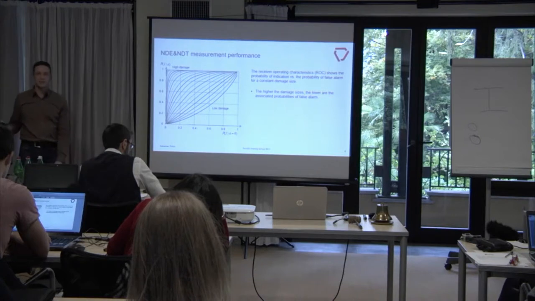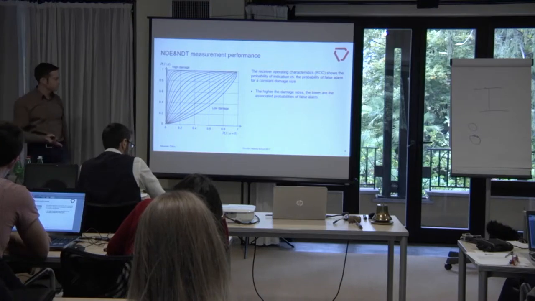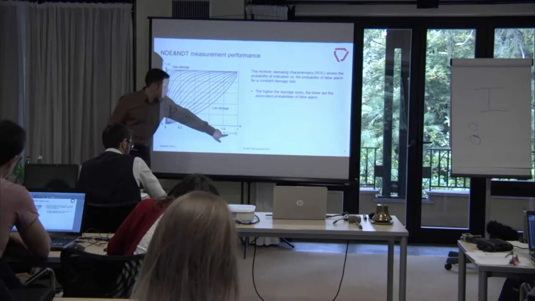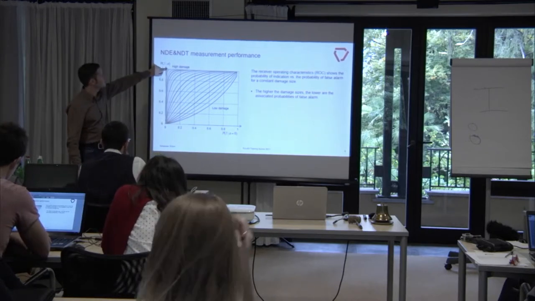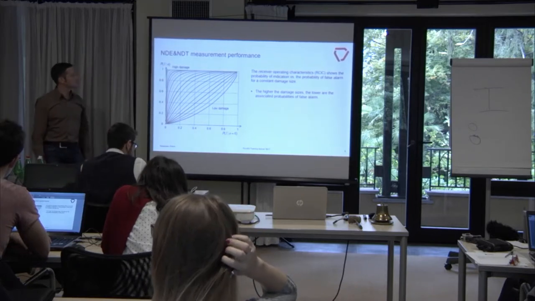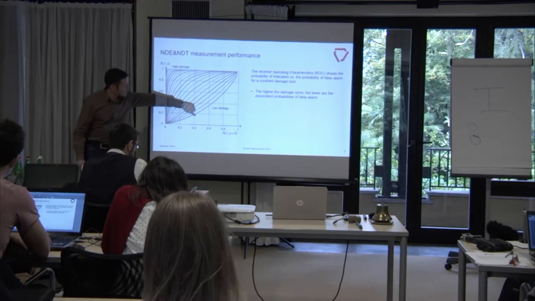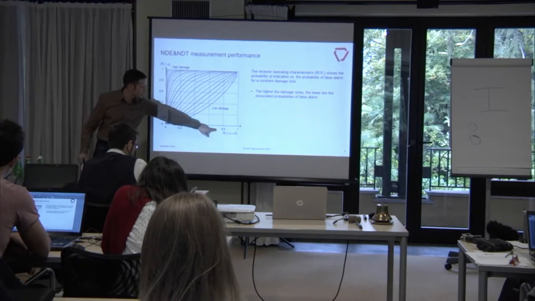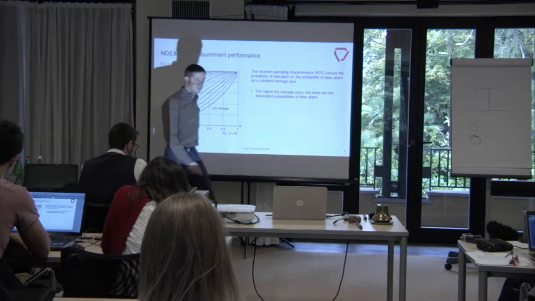So this is very important for the operation, for the integrity management of airplanes or structures, so that there is a low probability of indication given that there was no damage. And if you have high damages, it looks almost like a rectangle. So this is what they like to see. Of course, they don't like to see these lines where there is quite a significant probability of indication if there was no damage.